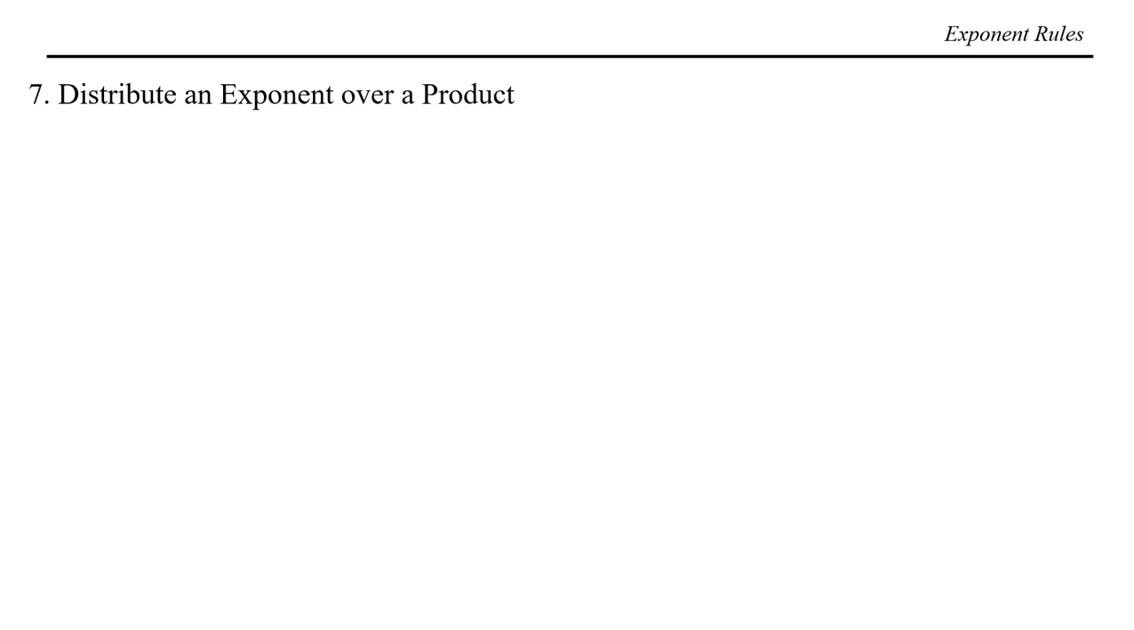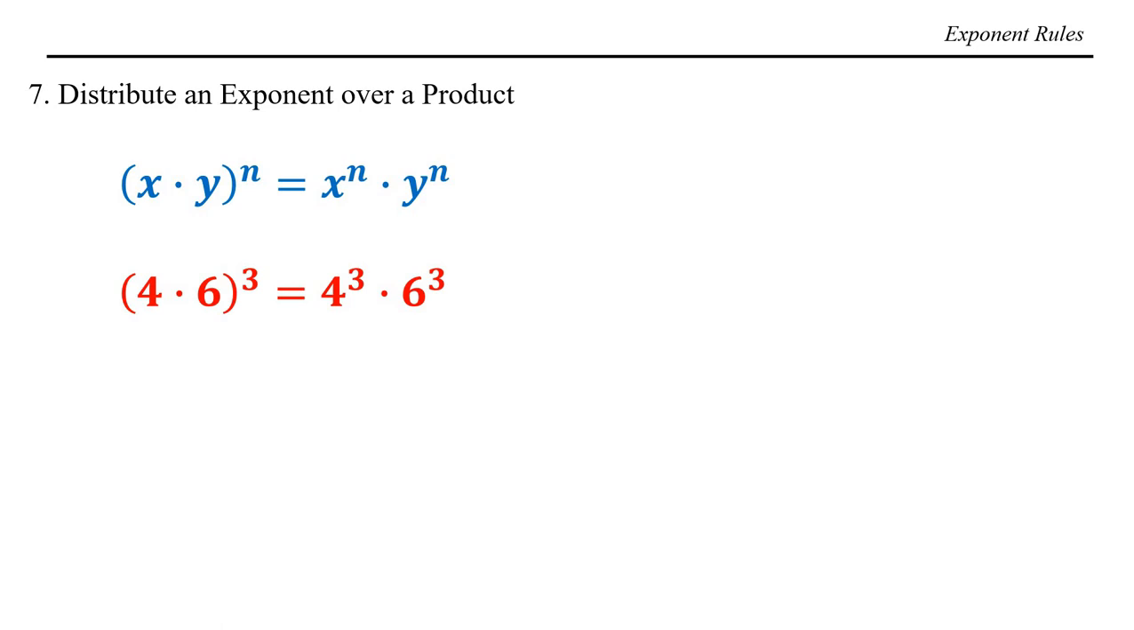Next, we're going to talk about distributing an exponent over a product. So if we had x times y to the power of n, that would be equal to x to the power of n times y to the power of n. So with this example, we have 4 times 6 to the power of 3. And we can take that exponent, that n value, and apply it to both numbers. So we'd have 4 to the power of 3 times 6 to the power of 3.